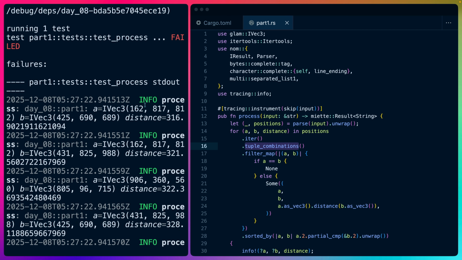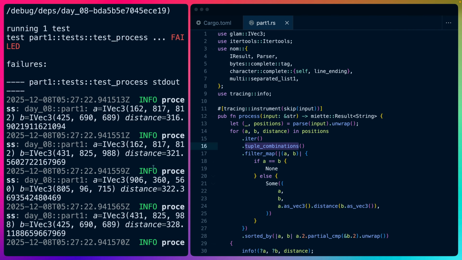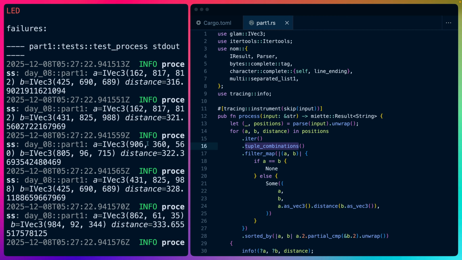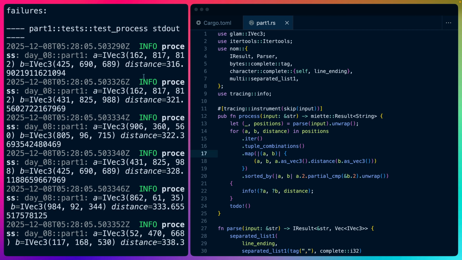So this is 162, 816, that looks right, 425, 162, 431, 906, 805, 431, 425. These all look correct at this point. So I'm going to assume, without checking all the rest of them, that this is the correct list now. We actually don't need this A-B check anymore, I don't think. Right? We never get the same element paired with itself, so we never get a distance of 0, so we don't have to do that filter map anymore.